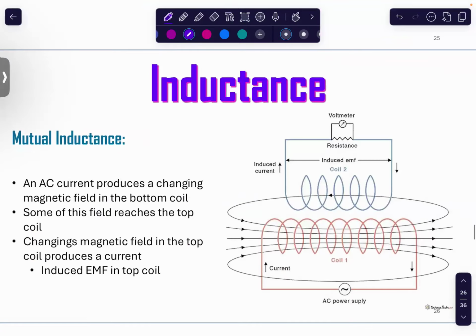Oh boy, inductance. So we have self-inductance and mutual inductance. Here's an example of mutual inductance. You have a current in one coil, produces a magnetic field. That magnetic field reaches out and touches another coil and fluxes through that coil, which then induces a current in the second coil. Coil 1 gets current, produces magnetic field. Magnetic field touches coil 2, produces current.